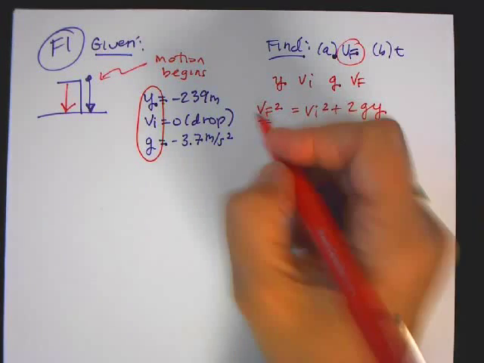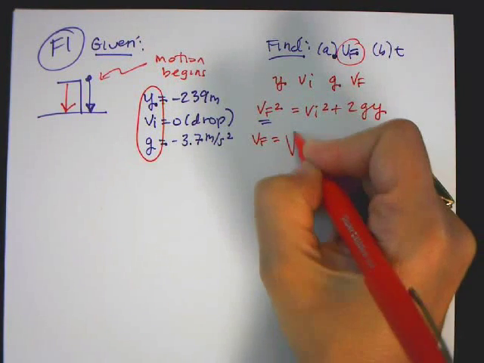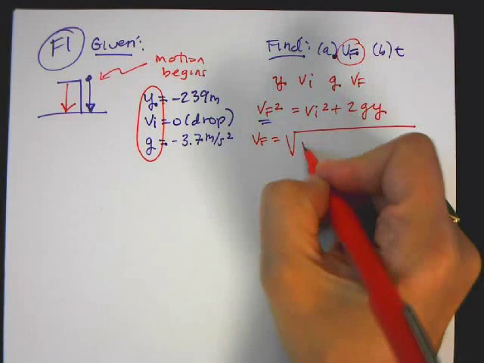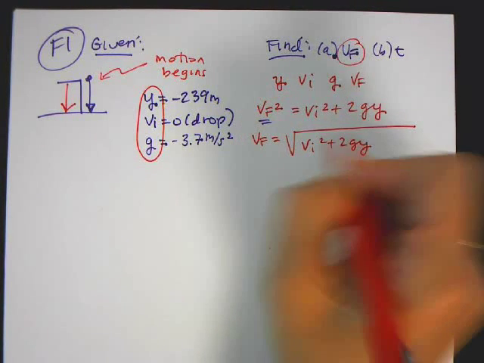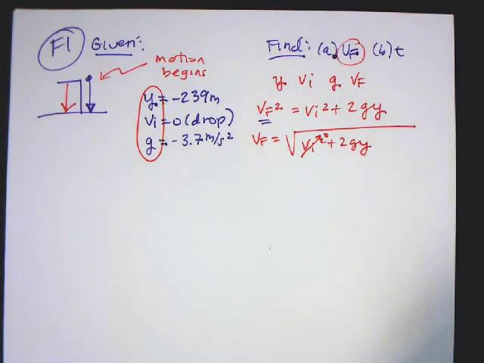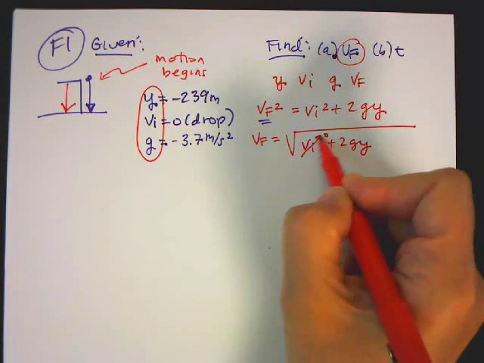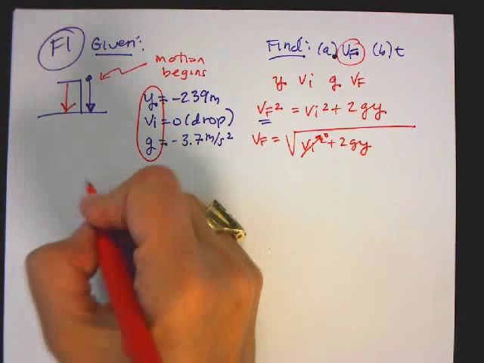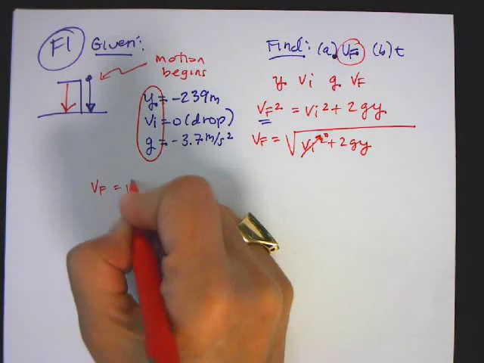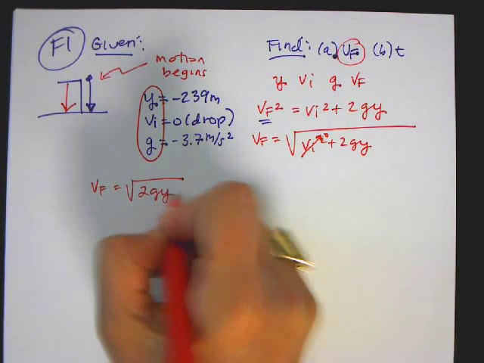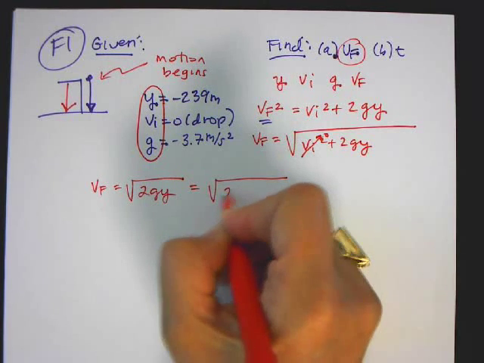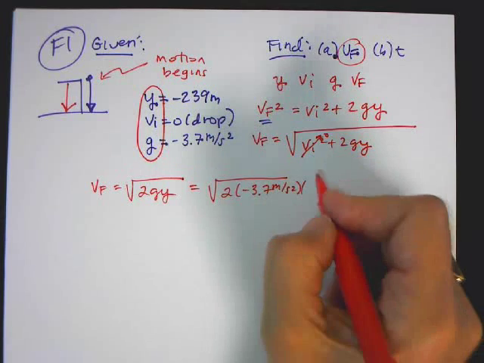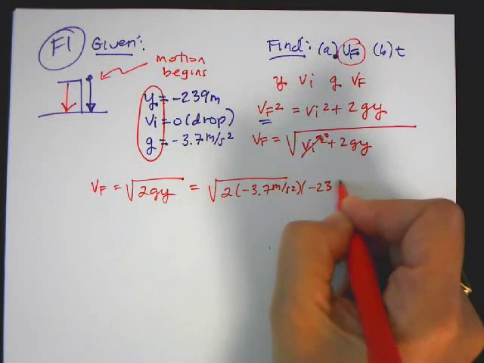So I know you like to plug in, but if you rearrange the equation and then just put that giant square root there, you're not going to forget to take the square root at the end. Now VI is 0, so I'll make it disappear. An upward arrow to the right with a little 0 means the whole term goes to 0. Okay? So VF is equal to the square root of 2GY, which is equal to the square root of 2 times negative 3.7 meters per second squared times negative 239 meters.